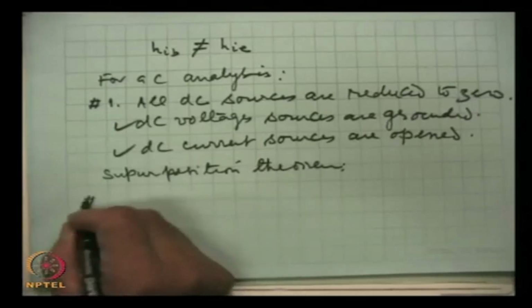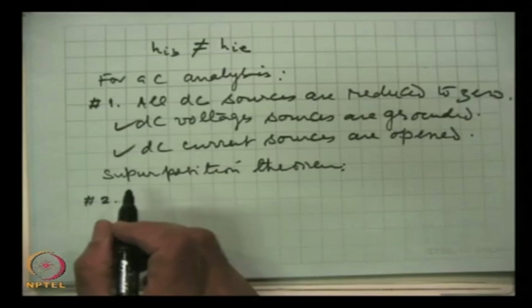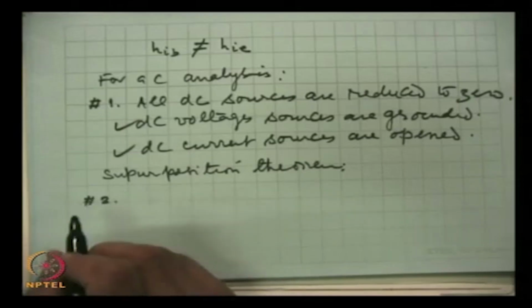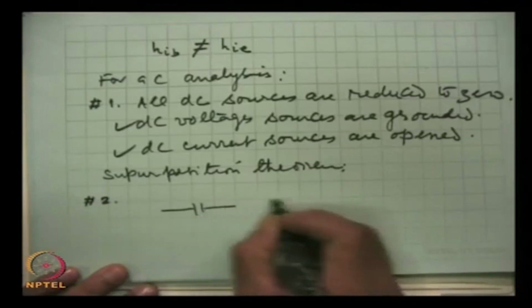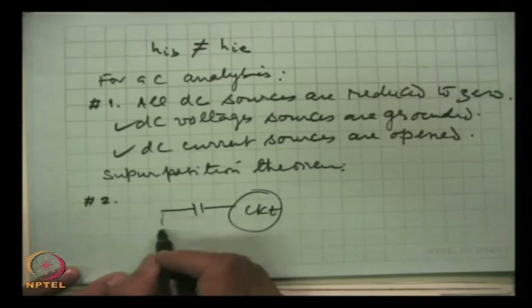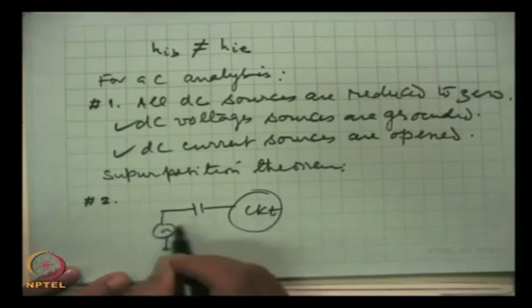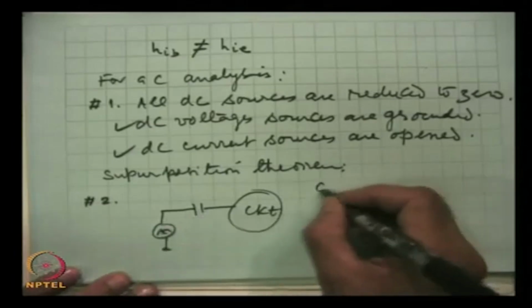Another important point is for AC analysis, capacitors. You know that in electronic circuits, capacitors are used in 2 ways. One is as a coupling capacitor. This is the circuit and the signal is applied, this is an AC signal, through a capacitor. So, this is known as a coupling capacitor.